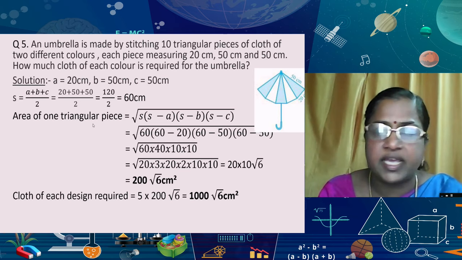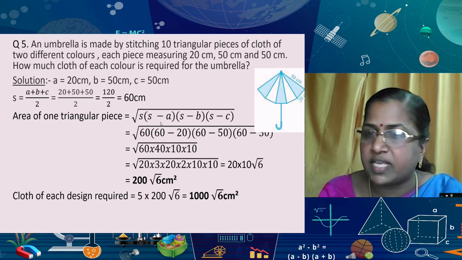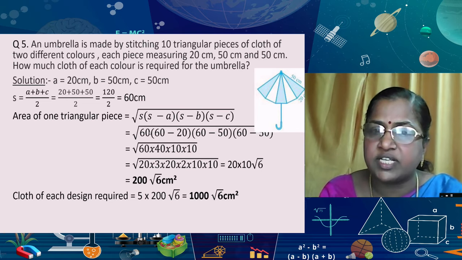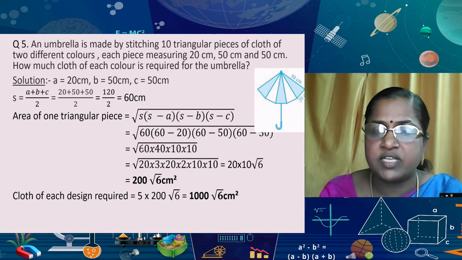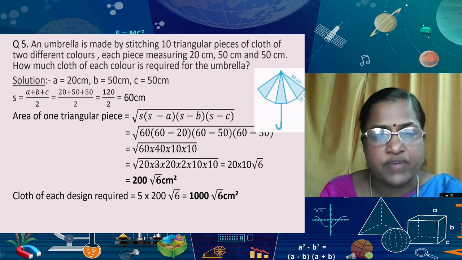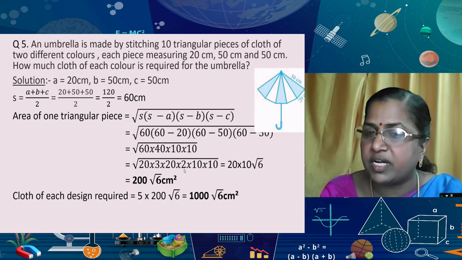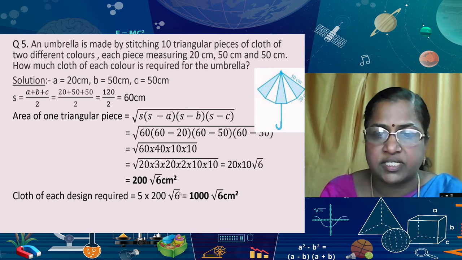And we can find the area by using Heron's formula, that is root of S into S minus A into S minus B into S minus C. S is given as 60, so root of 60 into 60 minus 20 into 60 minus 50 into 60 minus 50, that is root of 60 into 40 into 10 into 10. We can find the square root by making factorization. 60 can be written as 20 into 3, 40 as 20 into 2, then 10 into 10. So the square root of this much is 20 into 10 into root 6, that is 200 root 6 centimeter square.